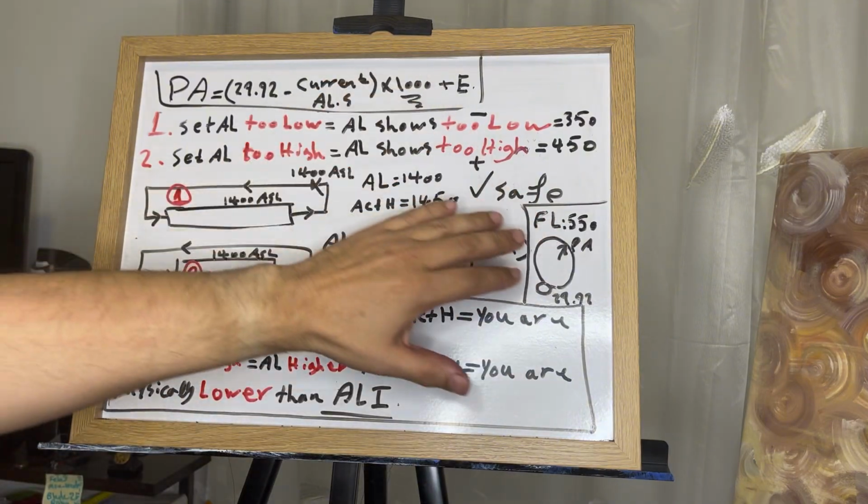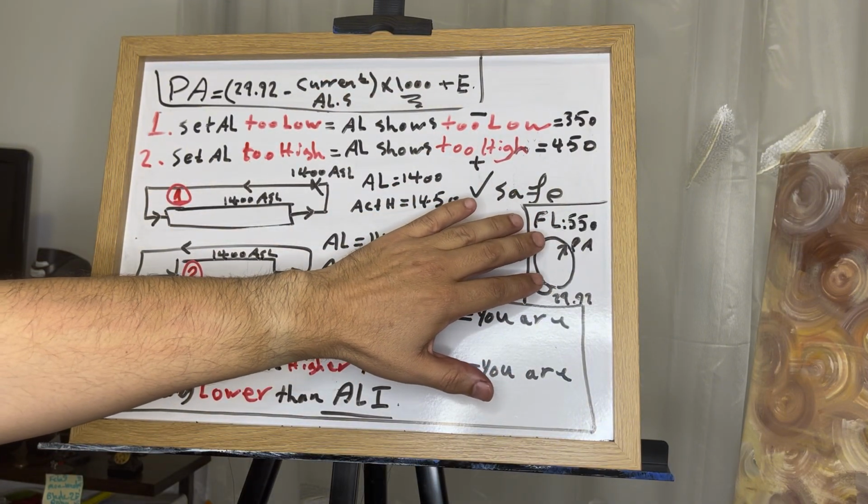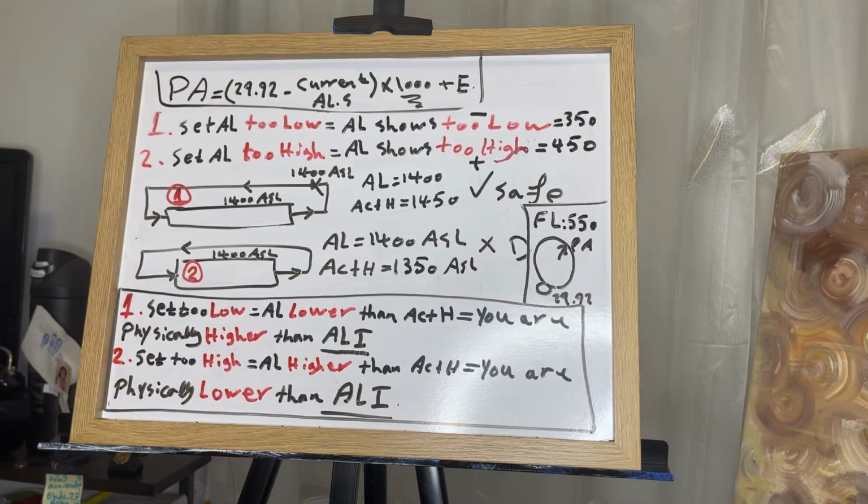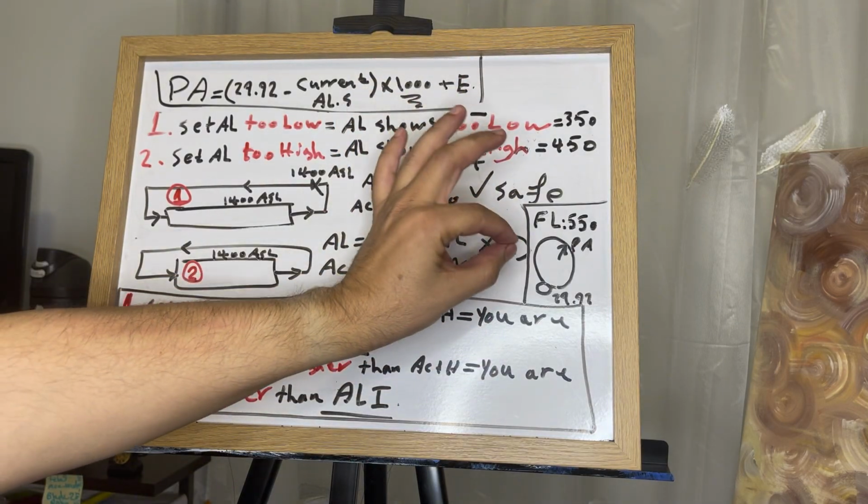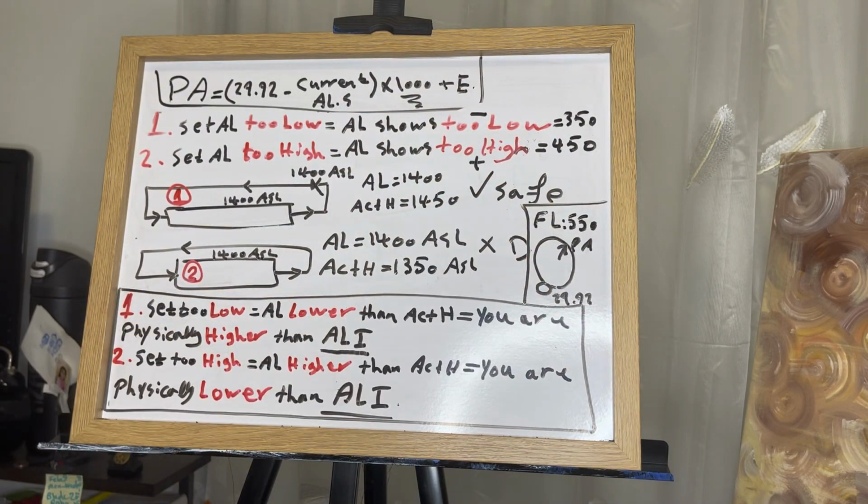So in the air, we need to know the pressure altitude for a couple of reasons. One reason is that you need it to calculate true airspeed. For true airspeed, you need to calculate pressure altitude, and in the air, because pressure altitude is related to standard atmospheric pressure, we just need to set the altimeter to 29.92.